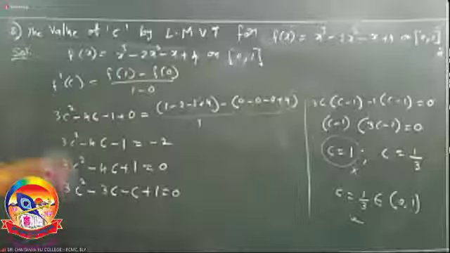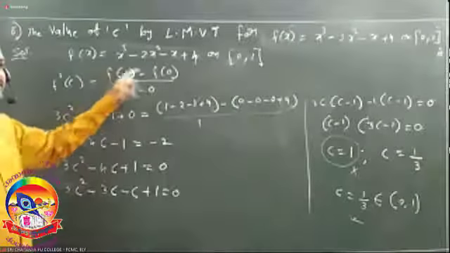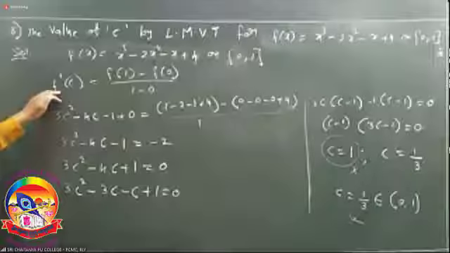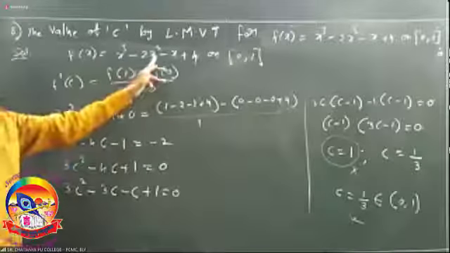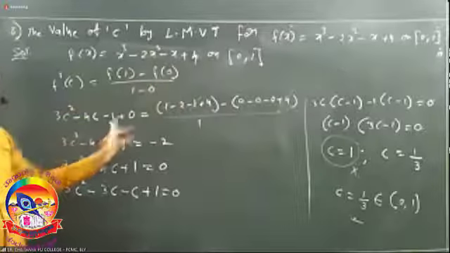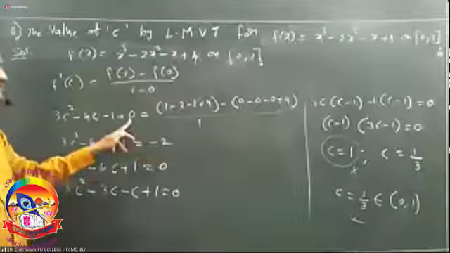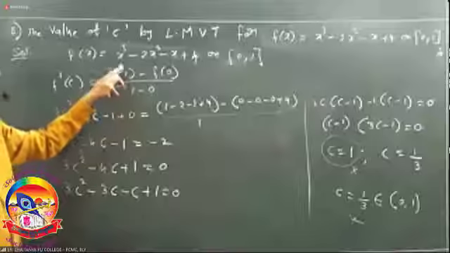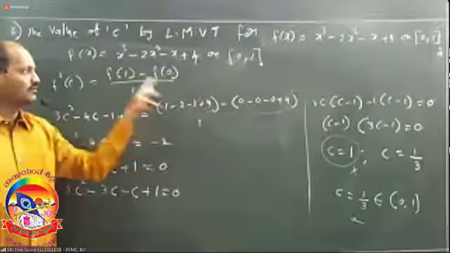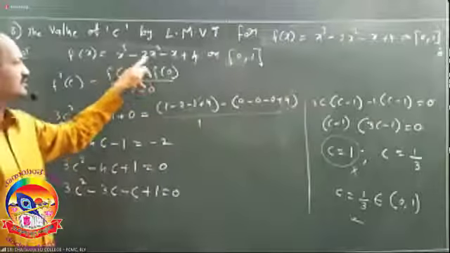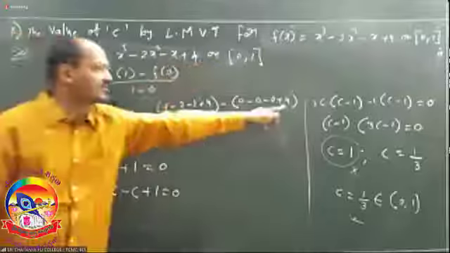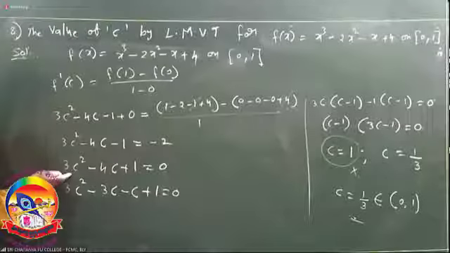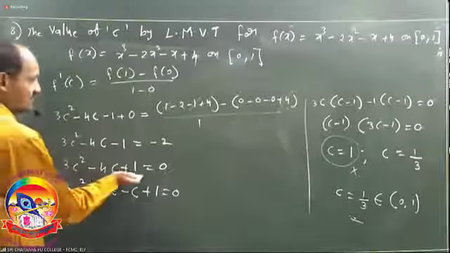By using Lagrange's theorem, the formula is f dash of c equal to f of b minus f of a divided by b minus a, with b value 1, a value 0. Then the derivative of x cube is 3x square, the derivative of 2x square means 4x, the derivative of x is 1, and the derivative of the constant 4 is 0. Then substitute f of 1. The given function is f of x, so f of 1 is 1 minus 2 minus 1 plus 4, minus f of 0, which is 4, divided by 1 minus 0, that is 1. After calculating, we get the quadratic equation 3c square minus 4c plus 1 equal to 0.